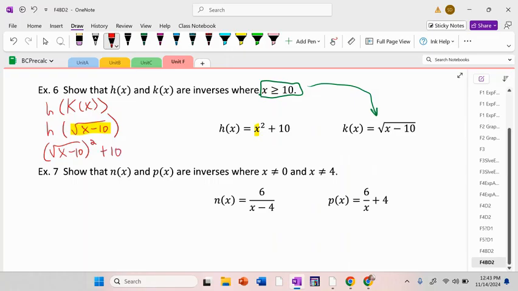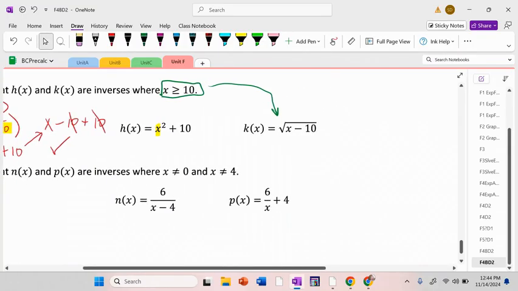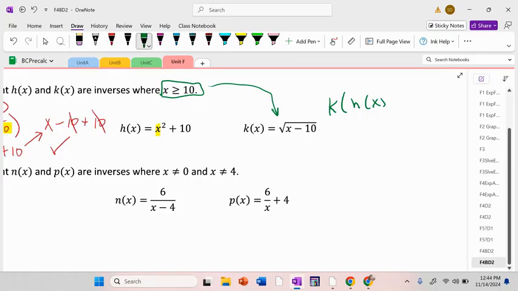Humor me and show that the square root squared is free. And then you can go ahead and show that and do a check. Just arrowing up there for the work. So I do get x. So it works. And then over to the right, I've got to do k of h of x and prove that that equals x.